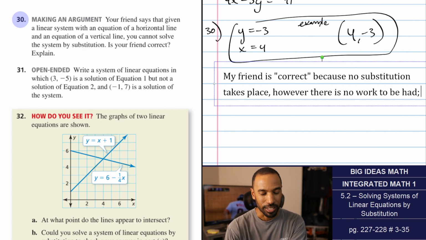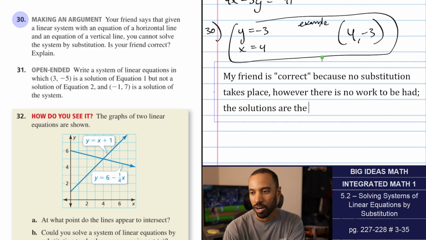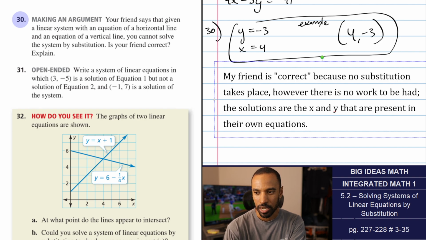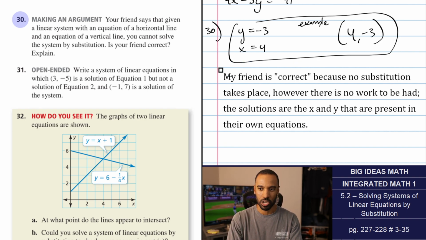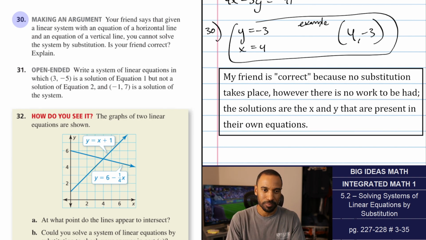To be hard. It's not that hard. The solutions are the x and y that are present in their own equations, because they did say vertical and horizontal line. And that's an x equals equation and y equals equation. So that's kind of a weird thing. I don't know how to answer that. I hope that's right the way that I stated it.